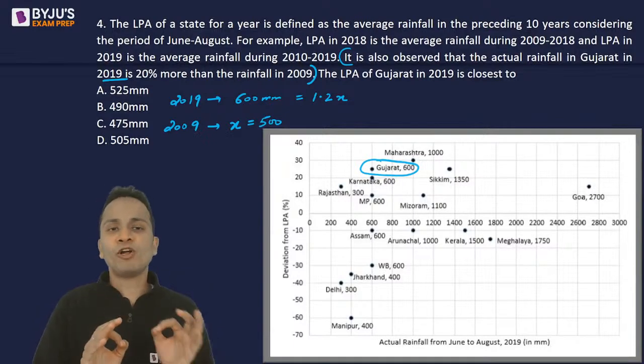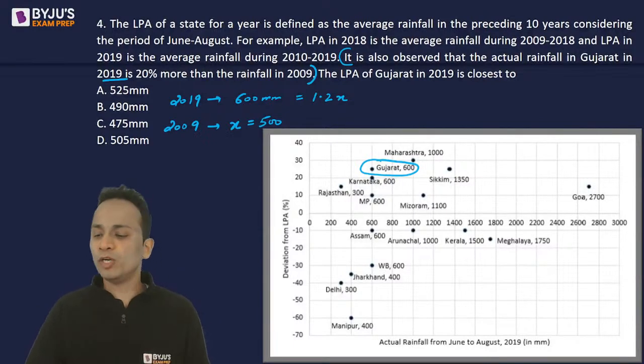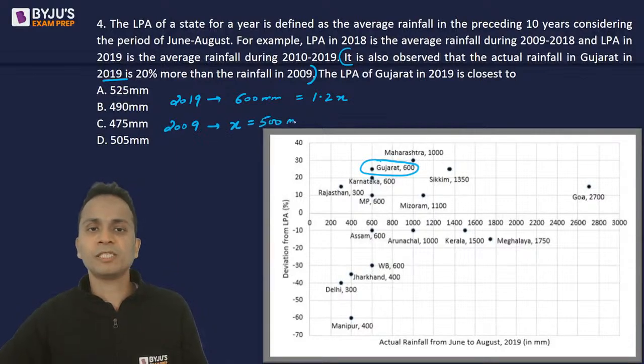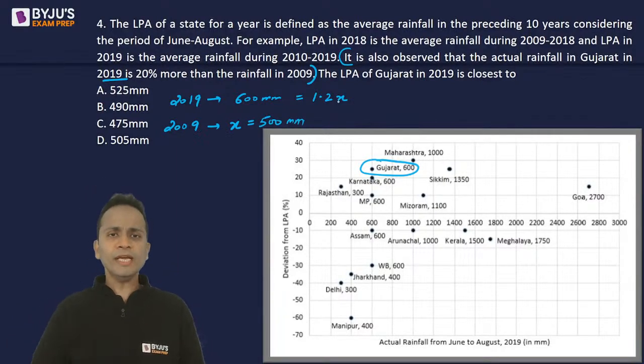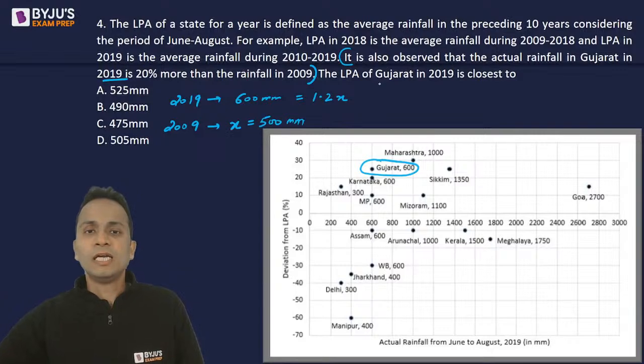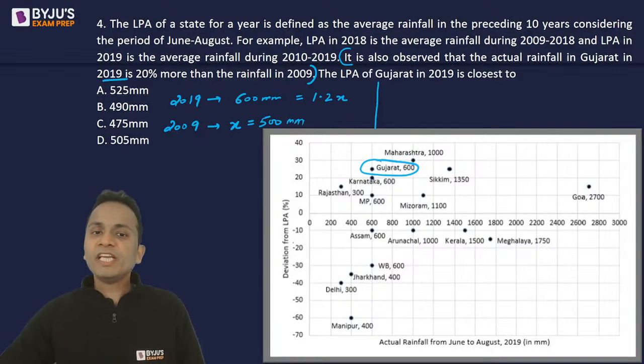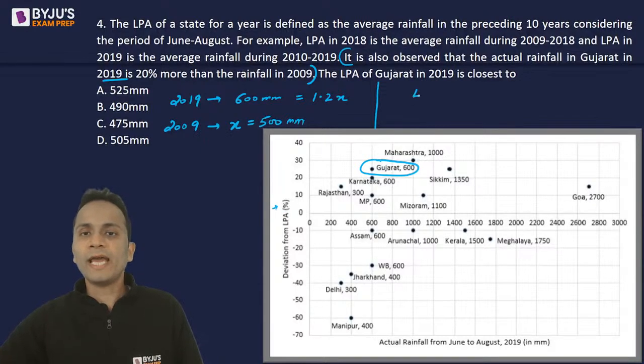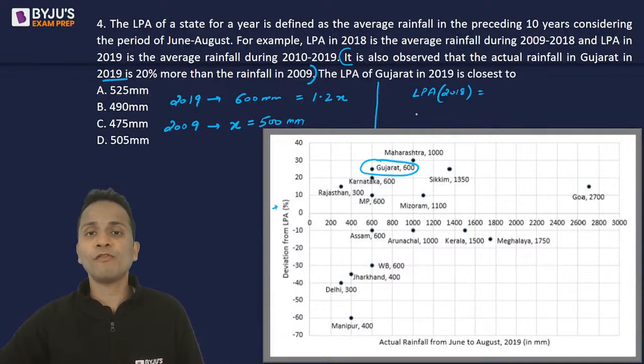So the rainfall of 2009 is known: it is equal to 500 mm. This is one thing. Okay, now deviation from LPA percentage is given. So we have to find out the LPA up till 2018, and the rainfall of 2019 is given as 600 mm.